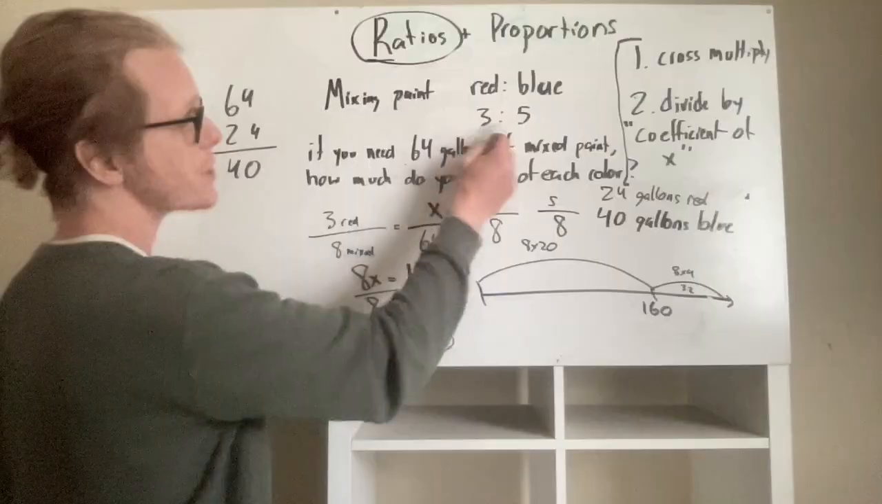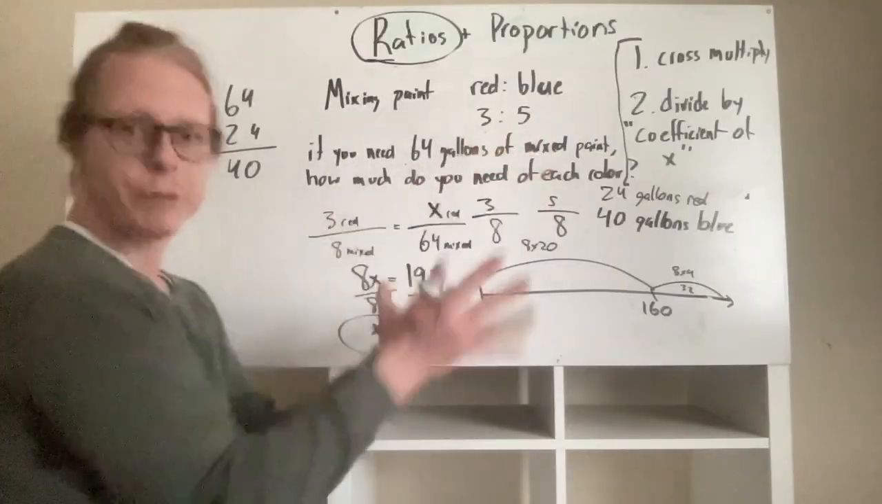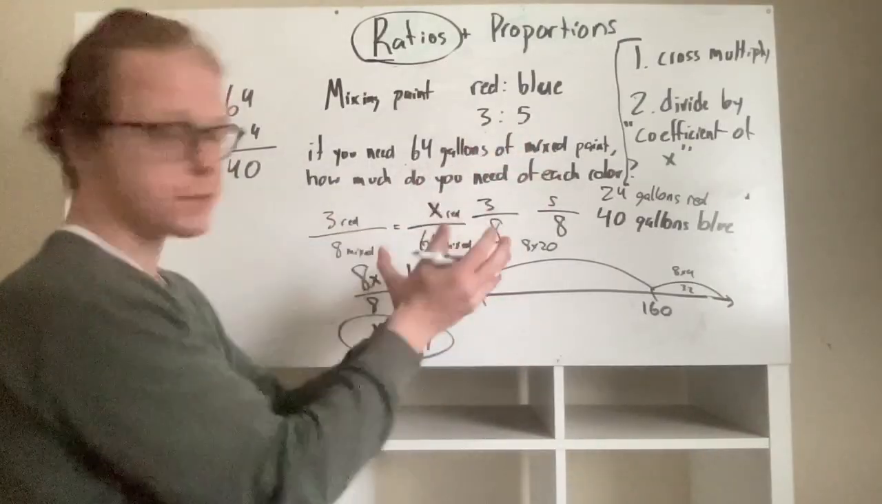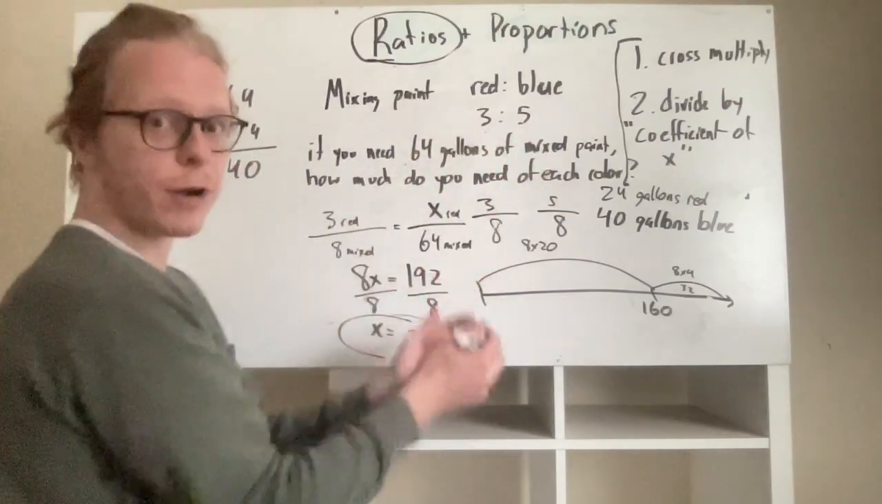But the thing that you have to watch out for with ratios is they don't tell you the total. In order to figure out the total, we need to add up the 2 parts of our ratio.